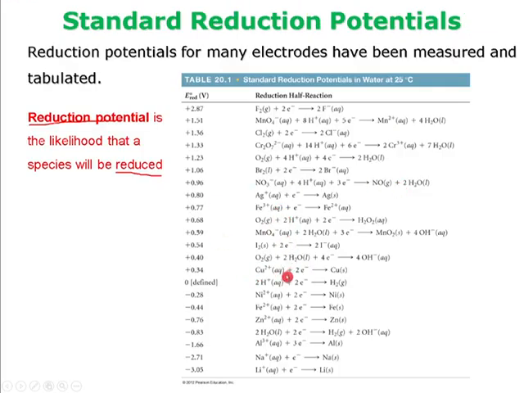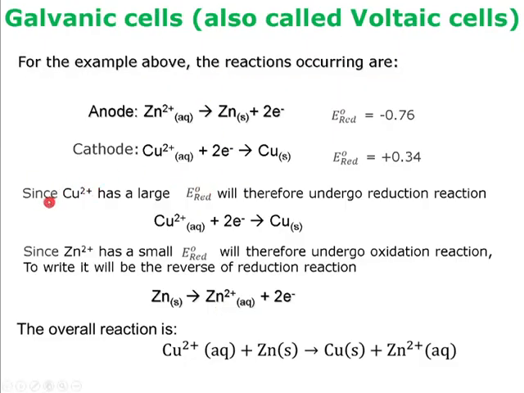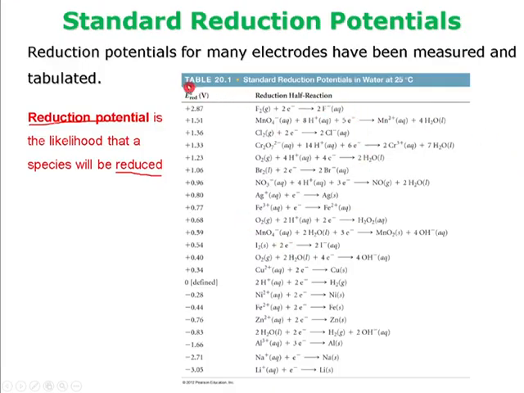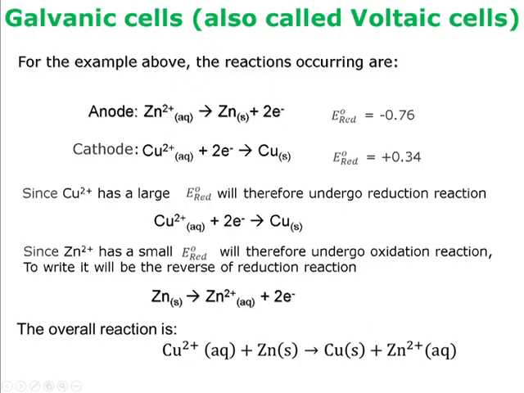We come to our table. For copper, it's here, plus 0.34. So the reduction potential for copper is what you have here. Then you go to zinc. The reduction potential for zinc is minus 0.76. Since copper has a larger reduction potential, it will therefore undergo reduction. Remember, the reduction potential gives us the likelihood for a compound to be reduced. So if a compound has a higher reduction potential, it will undergo reduction. Then the one that has a smaller reduction potential will undergo oxidation.